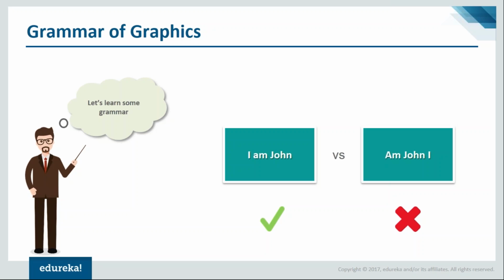There are two sentences, "I am John" and "am John I". Sam tells us that "I am John" is correct, and that is because it follows grammatical rules. And "am John I" doesn't make sense at all because it does not follow the grammatical rules. Since every form of communication needs to have grammar, and visualization is a form of communication as well, it needs to have a foundation of grammar.